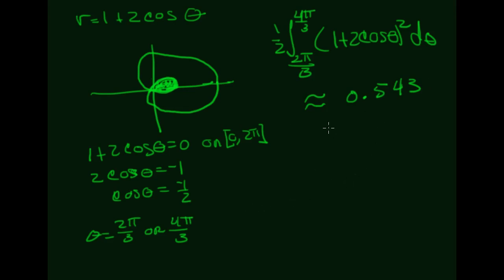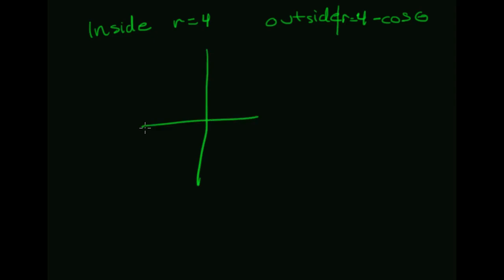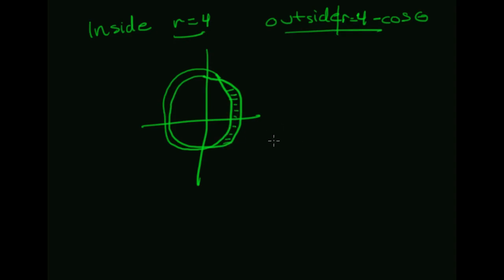All right, so let's look at one other one that's common to the BC exam. In this other one, let's say we want the area inside r equals 4 and outside r equals 4 minus cosine theta. So let's think about the graph here. The first one's pretty easy. This is just a circle that has a radius of 4. The other one is also a circle, and it's just shifted a bit, a wee bit this way. So the region that's inside this circle and outside that one is this region here.